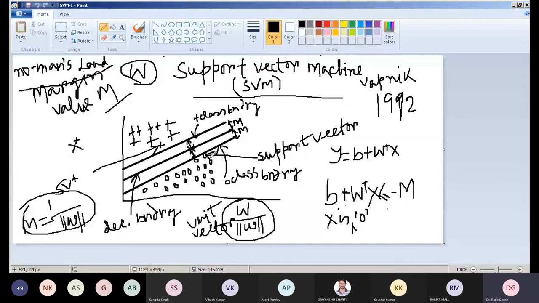Again, I am repeating. Training phase means training of my classifier, the support vector machine, which is one classifier. Once the training phase gets over, we can throw away all the samples from the training set, but not the support vectors.